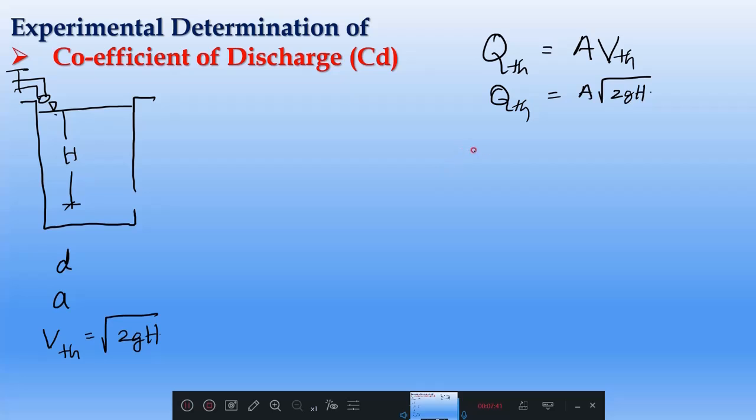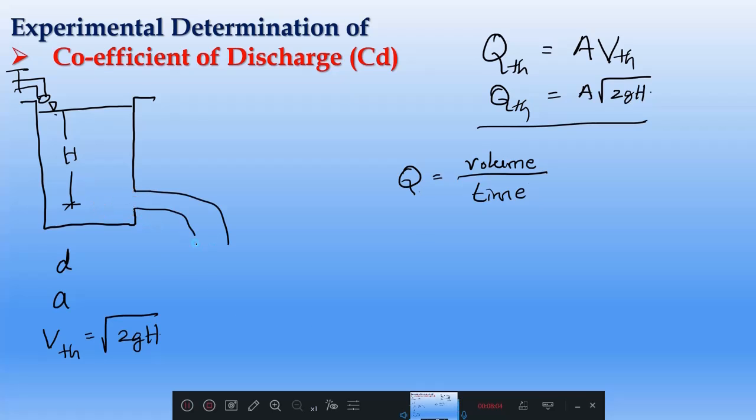Now what about Q actual? First tell me the meaning of Q. Q is the discharge. How do we measure discharge? Volume of water moving per unit time. In a particular time, how much water you can collect in terms of meter cube, that is your Q. What I do here: the water jet is coming, I take one container whose volume is known to me, with some marks on it.